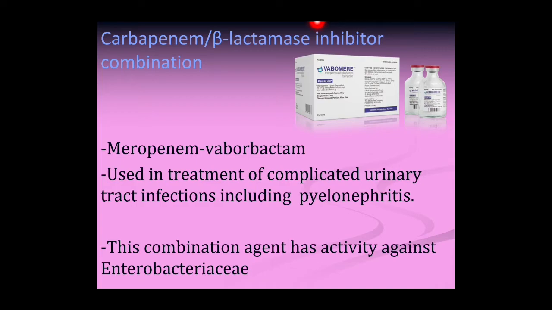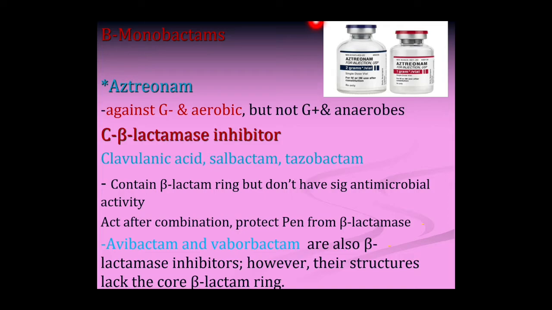Carbapenem with beta-lactamase inhibitor: the combination is between meropenem and vaborbactam. It's used in treatment of complicated urinary tract infection, including pyelonephritis. This combination has activity against Enterobacteriaceae. Monobactams include aztreonam. It is effective against gram-negative aerobic bacteria.